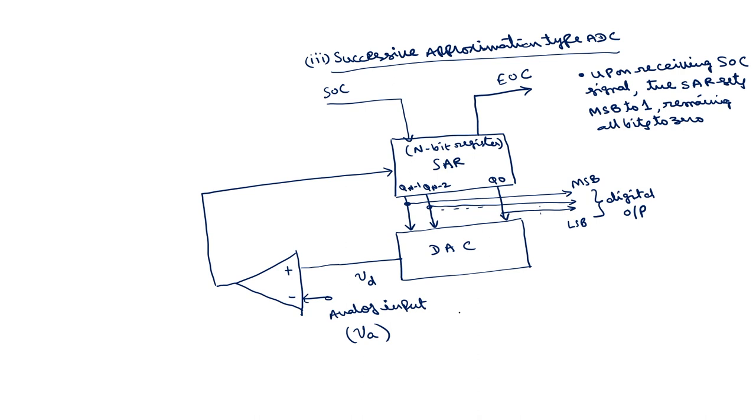And if it is a 4-bit ADC, this will make 1000. This is the initial value of this A to D converter, the successive approximation register. The initial value is 1000.